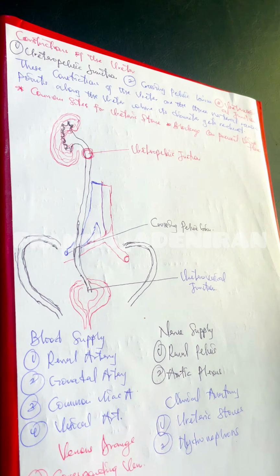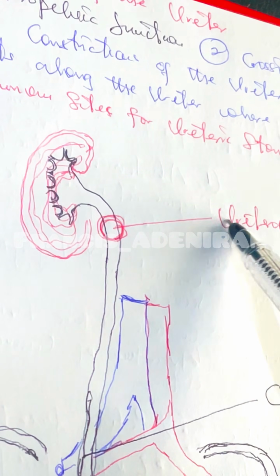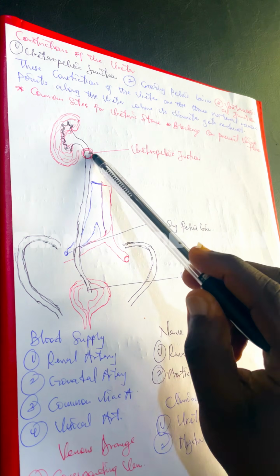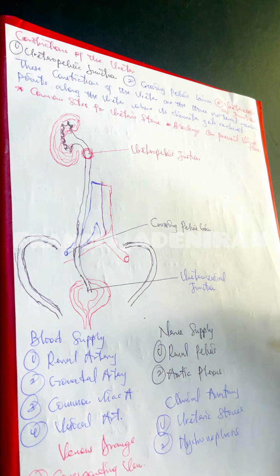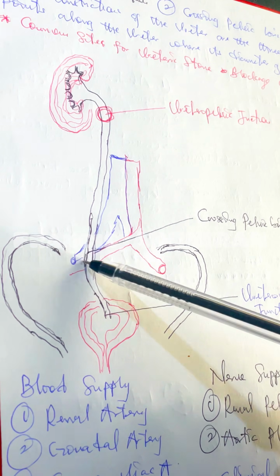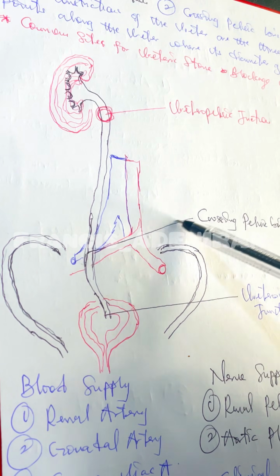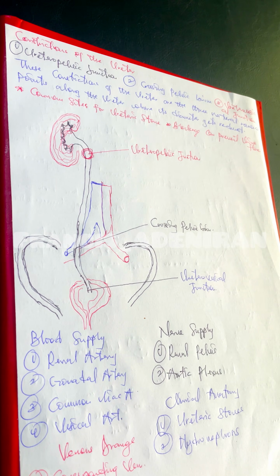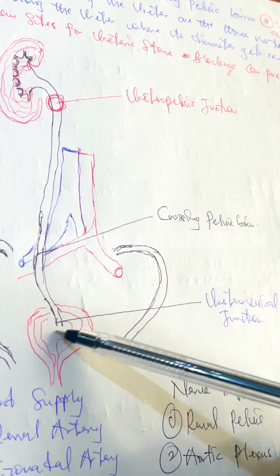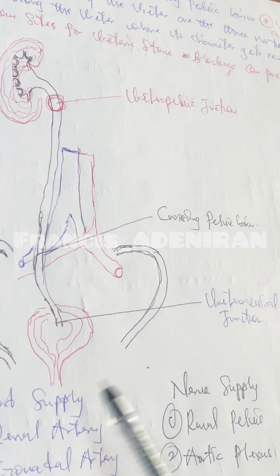We said that the first one is at the ureteropelvic junction. This junction is the ureteropelvic junction. Then the second one is at the level where it crosses the pelvic brim. If you recall earlier, this part was labeled in the former diagram. So this junction is also one of the constrictions of the ureter. Then the last one is the ureterovesical junction, between the ureter and the vesicle.